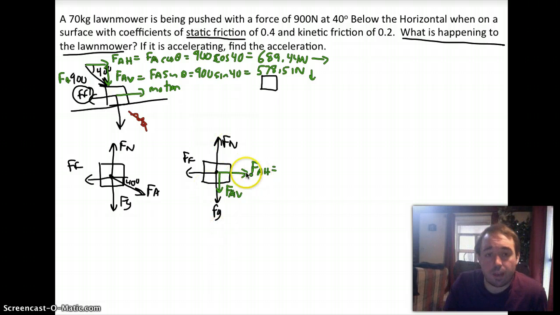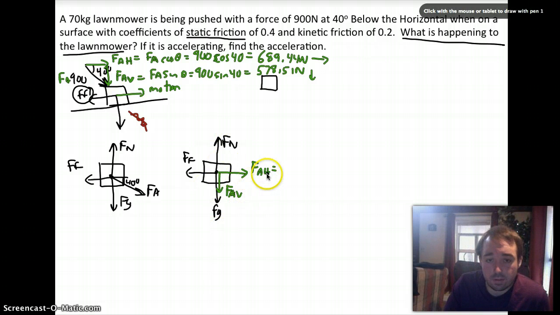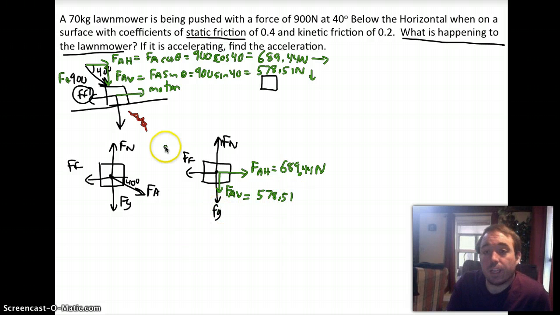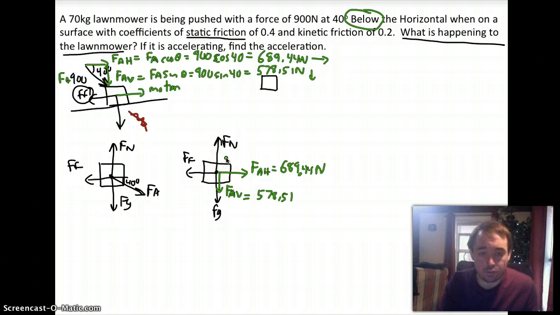Plugging in numbers, we've got to be careful of certain things. FAH we know is 689.44. Our FAV is 578.51. The only thing that would change if this were above the horizontal instead of below is that the FAV would have been upwards instead of downwards. That's the only thing that would have changed, and it'll change another thing in a second, but I will explain as we go.